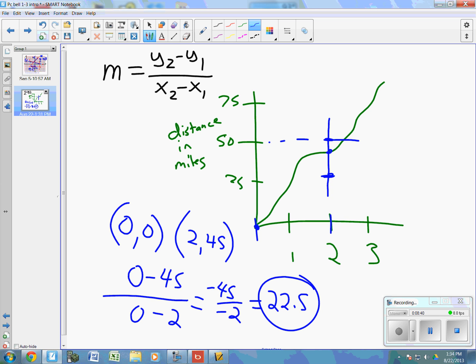So what does 22 and a half represent in the context of this problem? Miles. Okay, and let's redefine that. That's how many miles they went? Because how many miles did they go? They went 45. So what does this 22.5 represent? Average miles per hour. Does that make sense? They averaged 22.5 miles an hour.